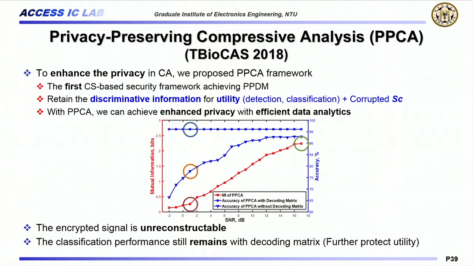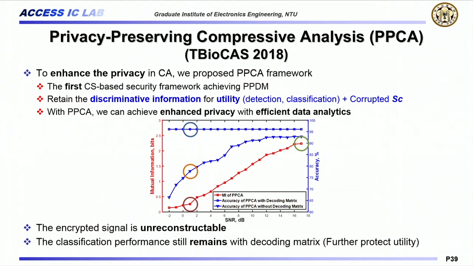You can see the red one first. The red one shows the so-called mutual information. The mutual information between the original signal and the corrupted signal should be low, so it's very good for encryption. As we add more perturbation, the SNR drops, and the mutual information also drops, the red line. So that means the perturbation is very good to protect our data.